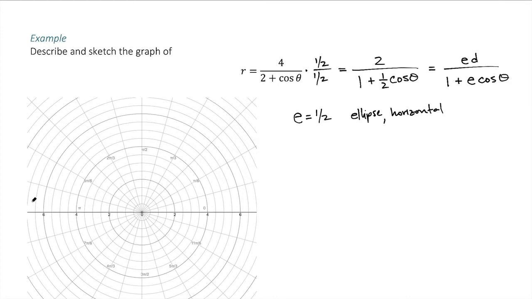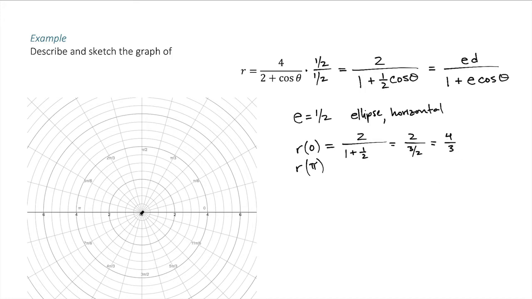Okay, and so to actually draw it, we can get a few points. Some nice easy points for us will be to plug in 0 and pi, because we have a horizontal ellipse and these are the horizontally oriented vertices of the ellipse. So let's go ahead and do this. r of 0, we get 2 over 1 plus 1/2 cosine of 0, which is 1. So this is 2 over 3/2, which is 4/3.